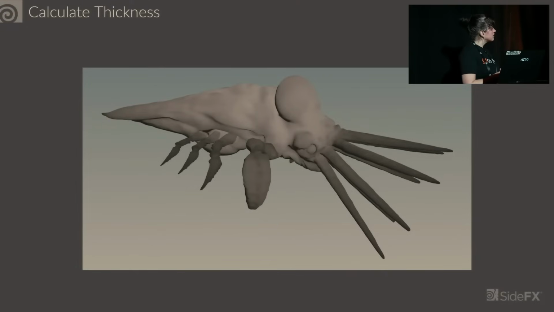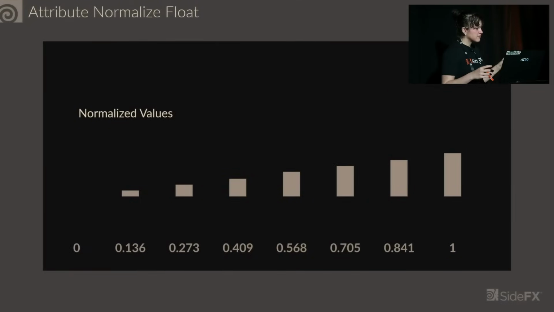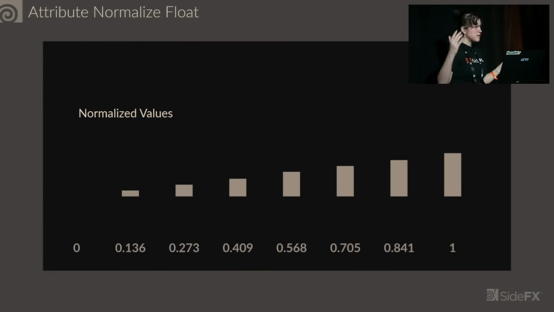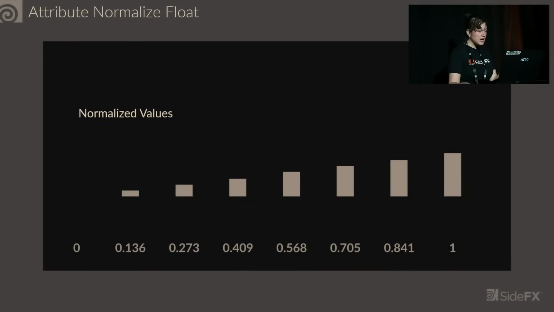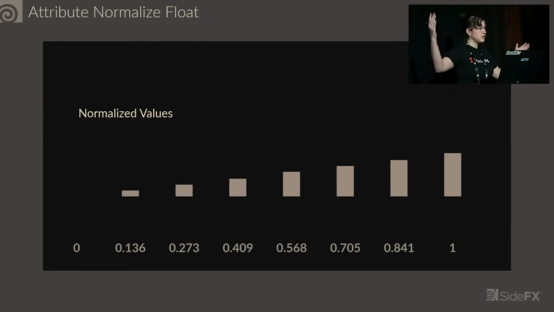We have calculate thickness, which is very similar to ambient occlusion, but instead of casting rays outward, it casts rays inwards, and it can be used for some cheap subsurface scattering effects. Attribute normalized float automatically normalizes a range of values from your min to max to 0 to 1. Whereas with the attribute remap SOP, you would have to calculate manually. This just does the calculations for you, and then you can adjust your min and max values to fit a different range.